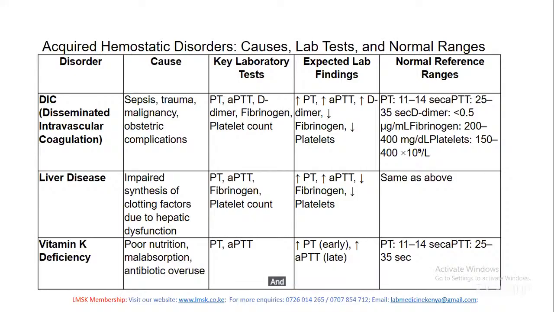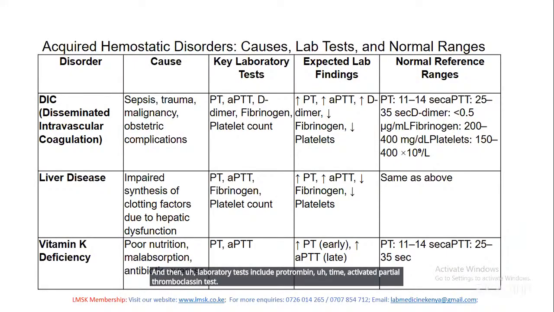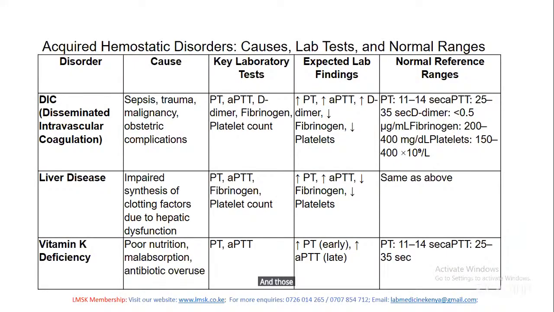And you know what that can cause? It will obviously deprive the tissues of oxygen, nutrients, and even the ability to excrete waste materials. And that can further lead to weakness and even death of cells. And then laboratory tests include prothrombin time, activated partial thromboplastin time, D-dimer, fibrinogen, platelet count. And those are the expected lab findings. They are raised, except that the fibrinogen levels will be low and even the platelet count will be low.